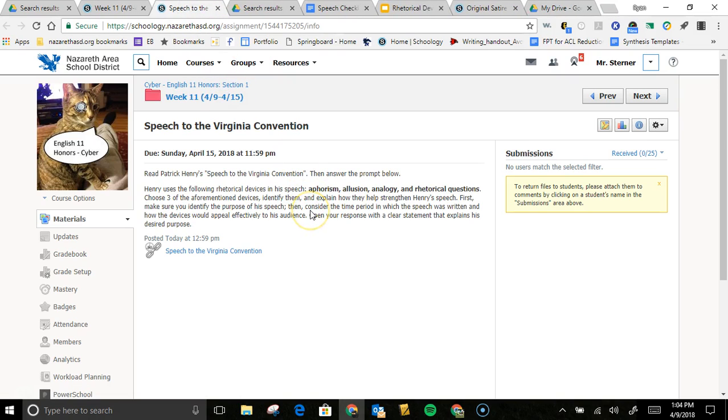And then you're going to read Patrick Henry's speech at the Virginia Convention here, and you're going to do a little more amorphous prompt, but identify 3 of these 4: aphorism, allusion, analogy, and rhetorical questions. Choose 3 of those, identify them, and explain how they help strengthen his speech. Again, not only do you have to identify them, but explain how they help convey his purpose. To do that first, though, you have to figure out why he is giving this speech.